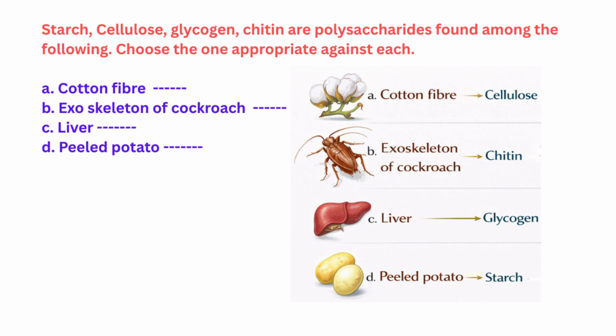A. Cotton fiber contains cellulose. B. Exoskeleton of cockroach contains chitin. C. Liver contains glycogen. D. Peeled potato contains starch.